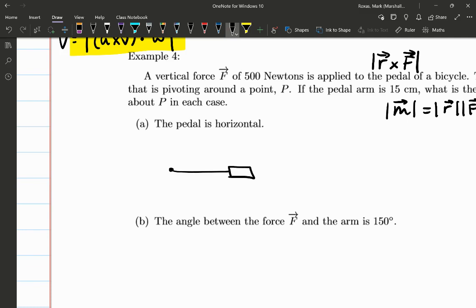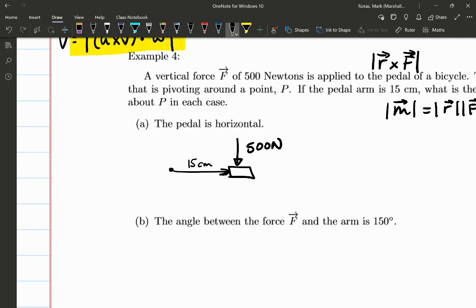And let's say your foot's on the pedal. They're applying a force of 500 newtons, and the radius of that arm is 15 centimeters. Okay, and let's draw that.